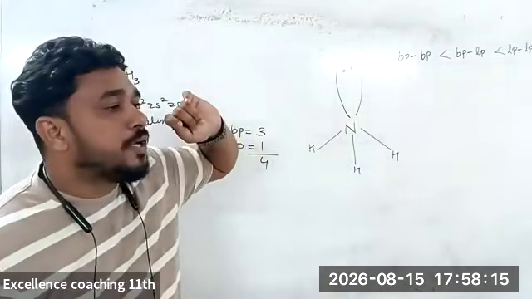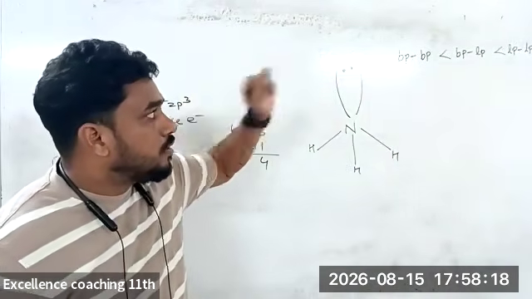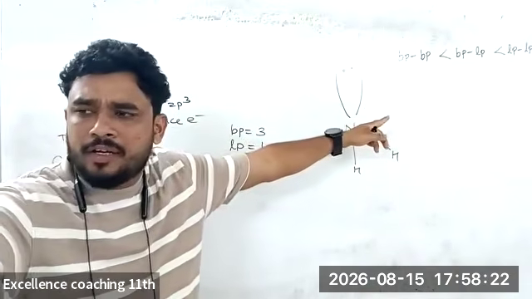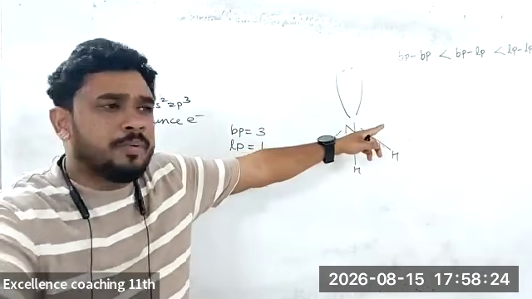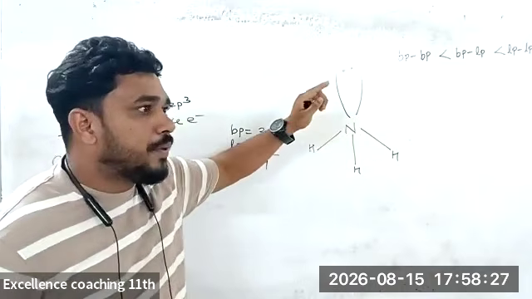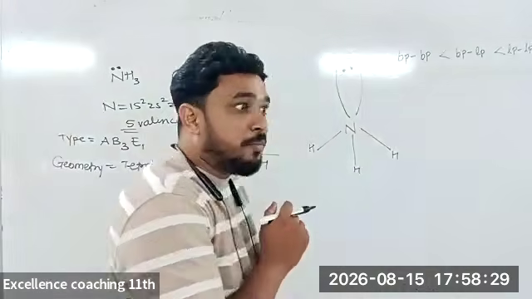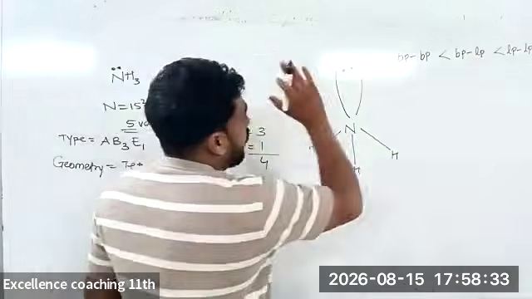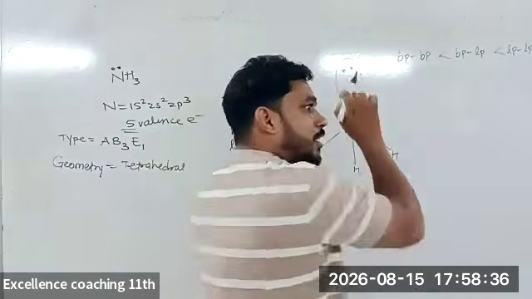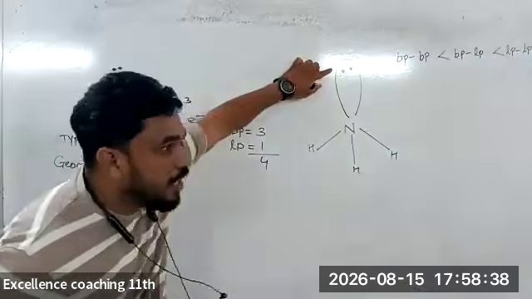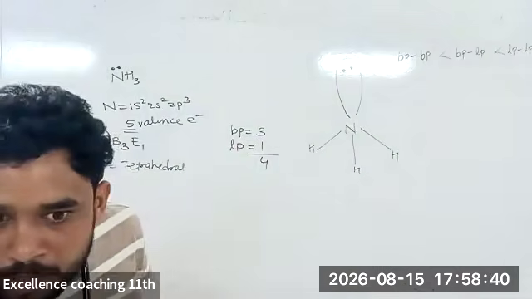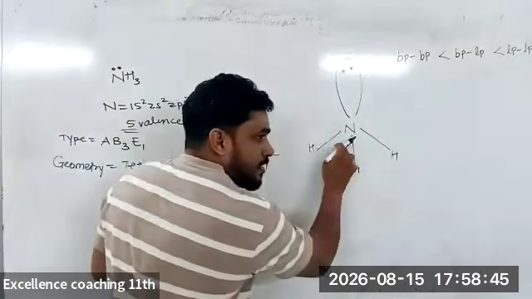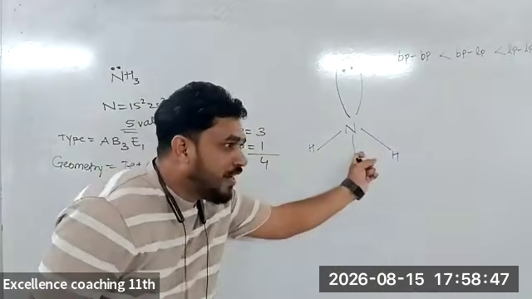So the highest repulsion is between lone pair and lone pair. Then medium is lone pair and bond pair. And the least repulsion is bond pair and bond pair. Now we have bond pairs and a lone pair. Can you imagine this? Can you tell me where I should keep the lone pair? Is it here only? I will keep it here only, yes or no? Because lone pair and bond pair repulsion will be minimum. Is it possible to keep it here?